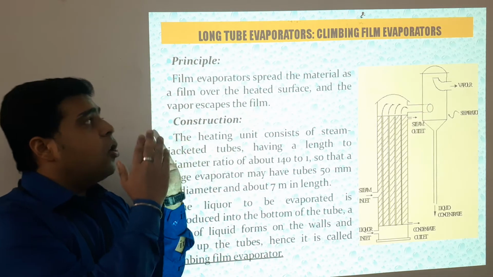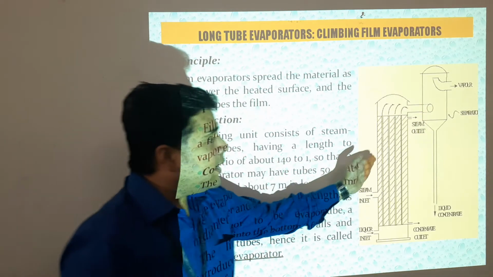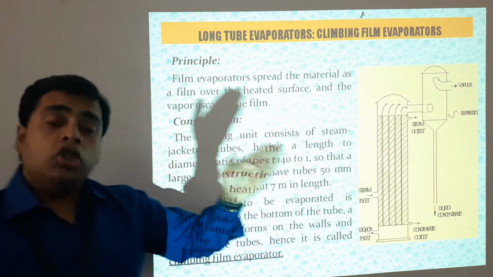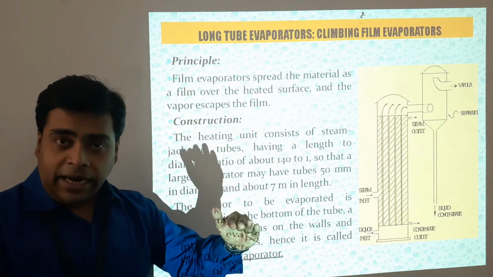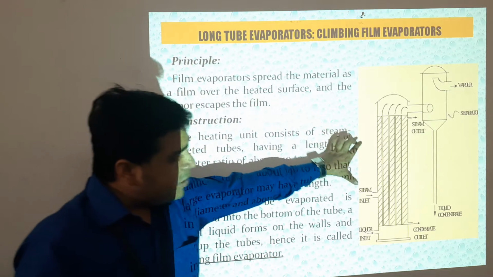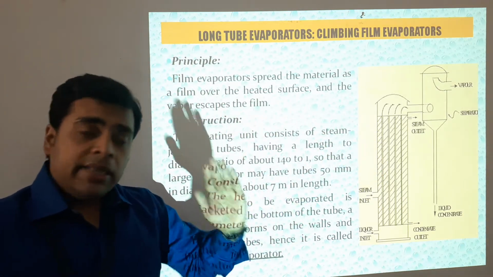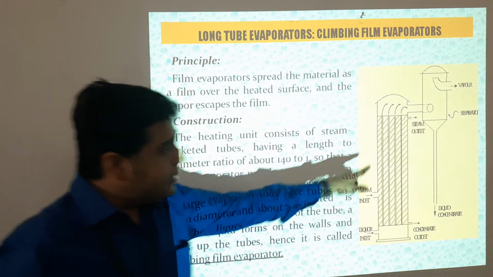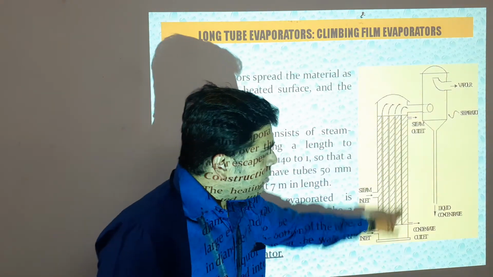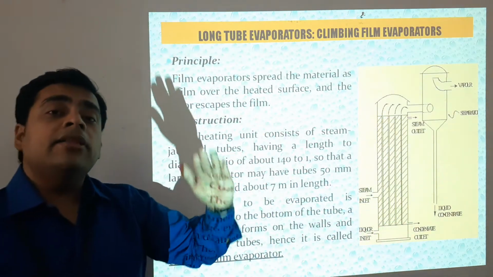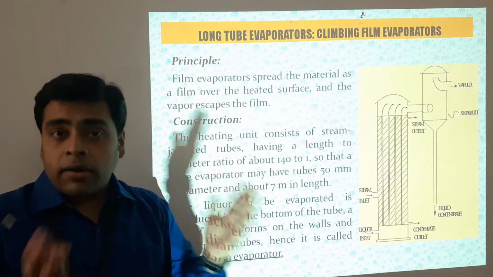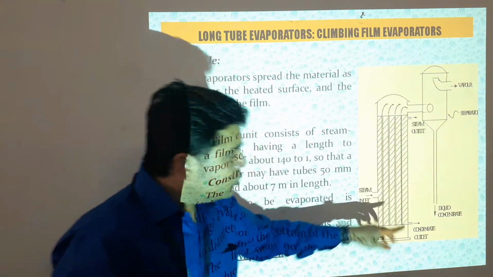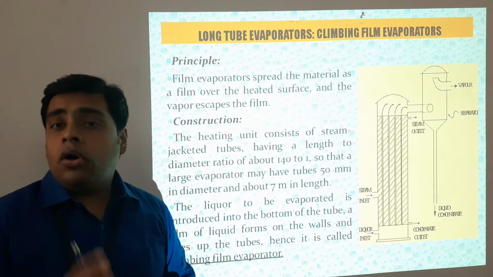Basically, the long tube evaporator is quite evident from the diagram also. In the short tube evaporator we had the calandria assembly, but the length was quite short. Here the same calandria assembly is there, but it is quite slender and the length is quite big, so it is named a long tube evaporator.